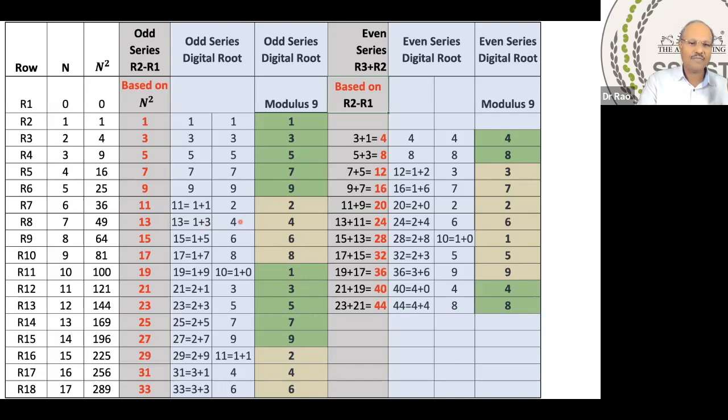Agar number 19 hai. 9 plus 1 kya hota hai? 10 hota hai. Lekin 10 mein 2 digit hai. There are 2 digits in 10. Therefore, that becomes 1. So it becomes 1 plus 0, which is 1. So if I take the digital roots of this series, I get this sequence.